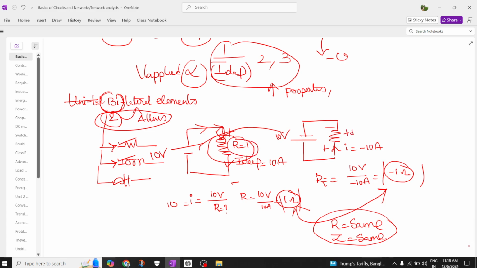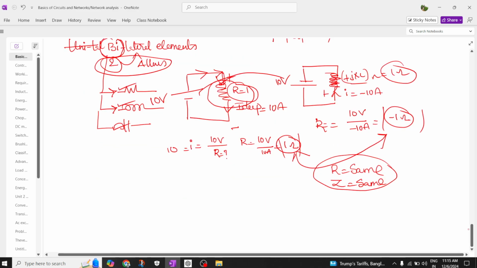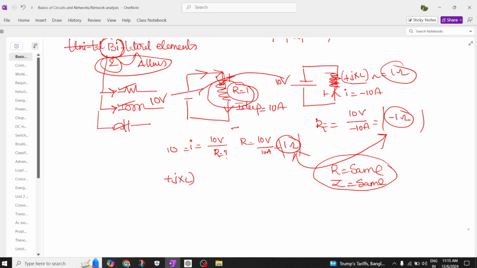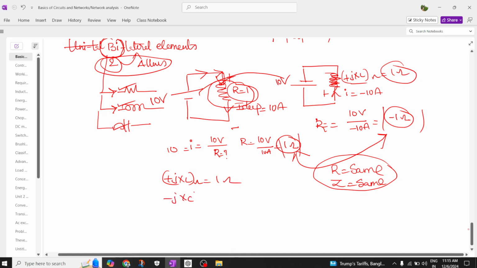So this I am going to write down as plus jXL ohms. What is this ohms? I mean the resistance offered is 1 ohm, but in the form of plus jXL if you take the case of an inductor. Okay, so let's see the same behavior we wrote for the resistor. The inductor also will be there, where we can get minus jXL is equal to 1 ohm, minus jXC is equal to 1 ohm, when you replace the voltage source.